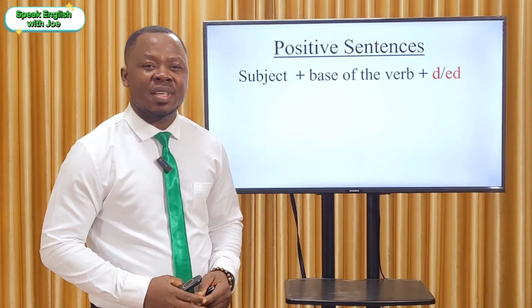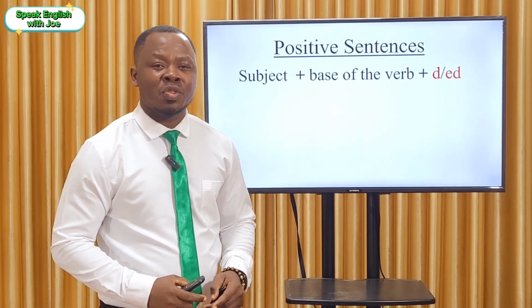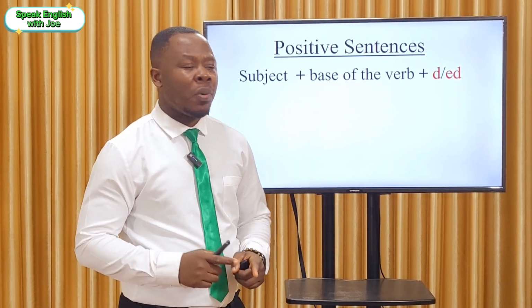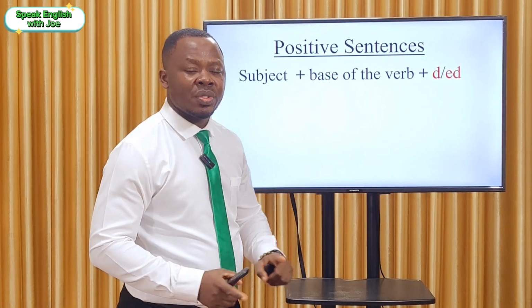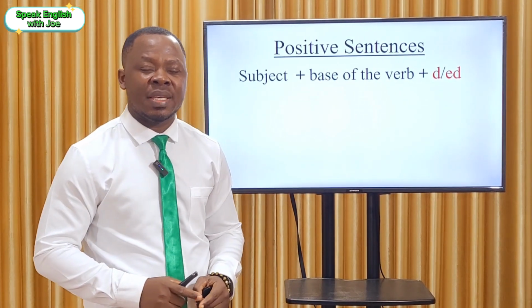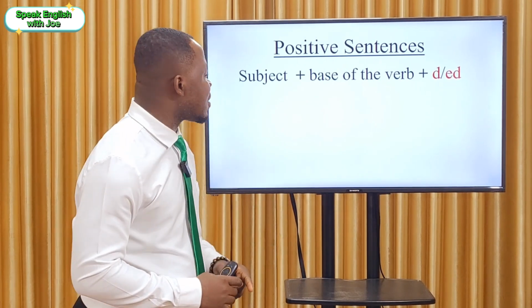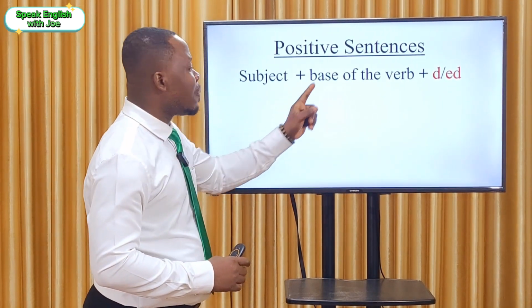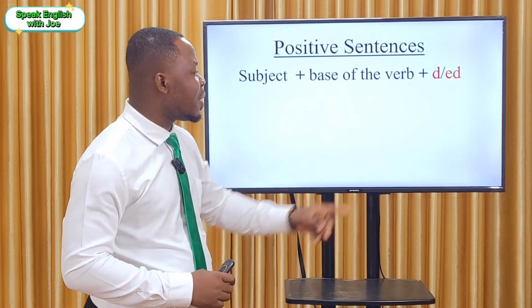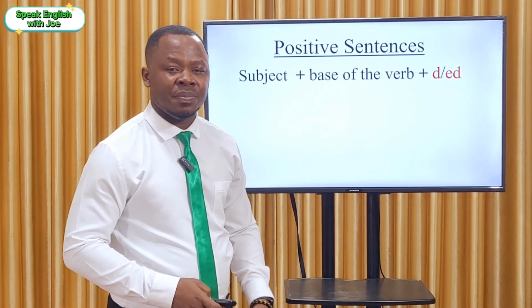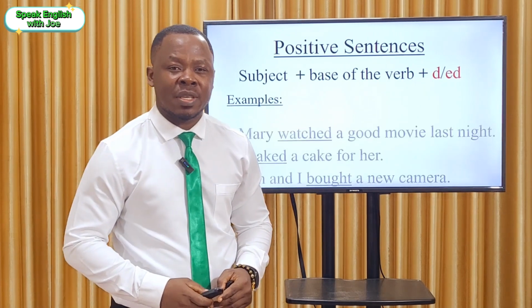At this point, we are going to look at how to make affirmative or positive sentences with regular or irregular verbs in the past simple tense. And this is how the structure looks like. We have the subject plus the base form of the verb plus D or ed. Now, let's look at some examples.